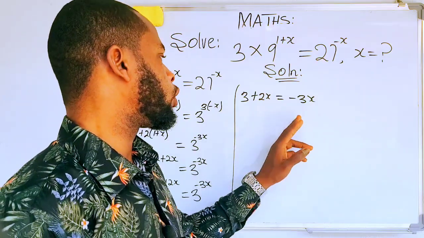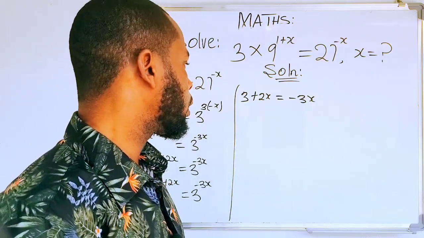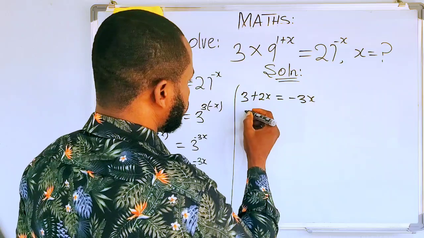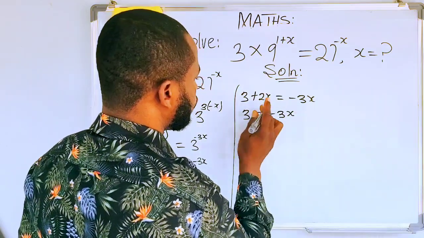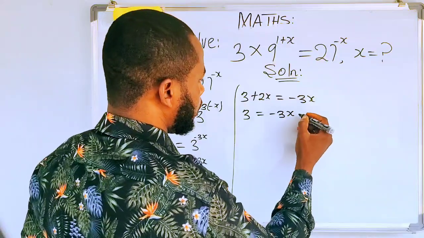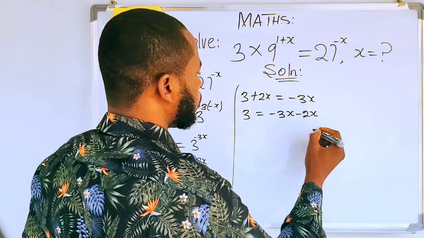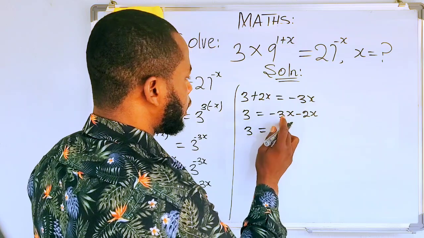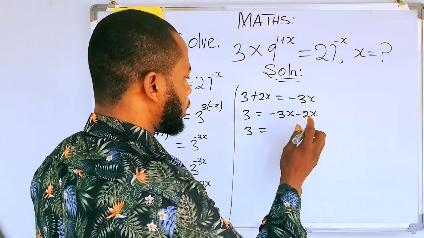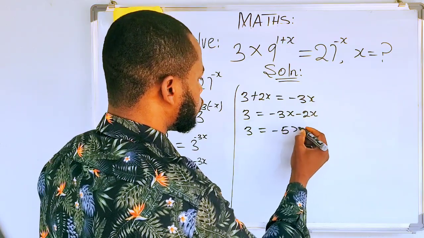Now, at this point, we are going to collect like terms. And we are going to have here 3 equals minus 3x. If we move plus 2x down here, it becomes minus 2x. Then we have 3 equals minus 3x minus 2x. That will give us minus 5x.